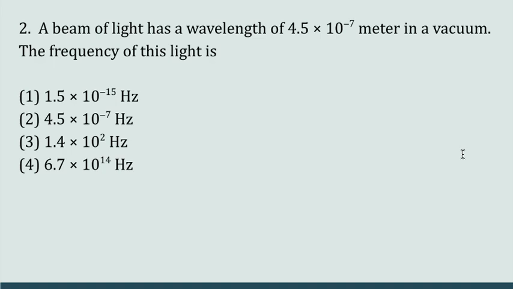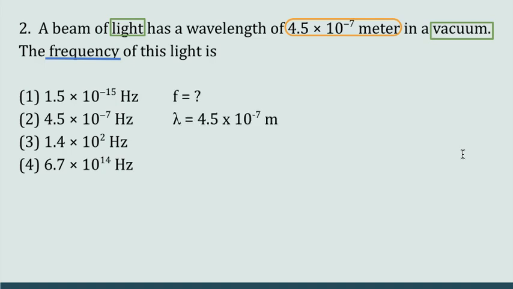Question 2 is similar, but one big difference is that we are looking at a light wave this time. As we go through this problem, we'll see how that is similar and different to solving a problem related to a sound wave. The first thing I started with was annotating. A beam of light has a wavelength of 4.5 times 10 to the negative 7 meters in a vacuum. The frequency of this light is, and we have to figure out what that is. Light is important and vacuum is important, and those are, again, things that we're going to look up on the reference table.